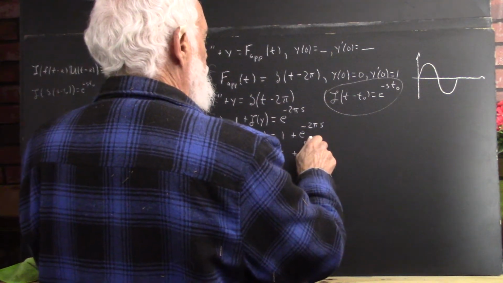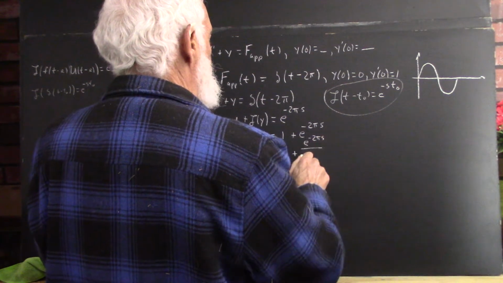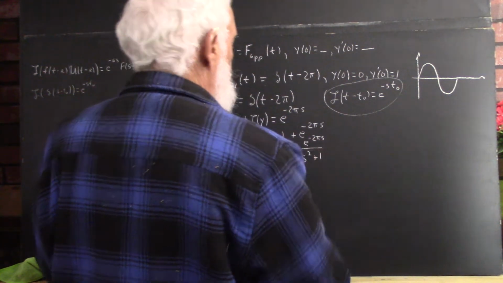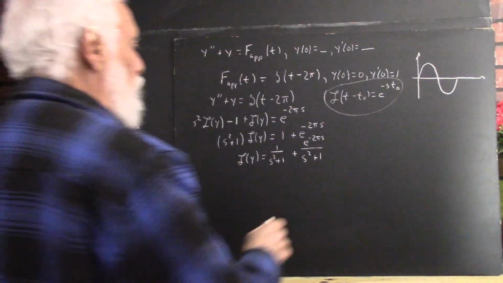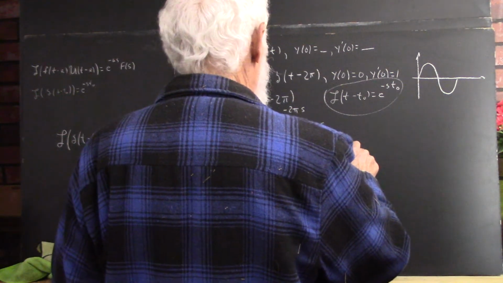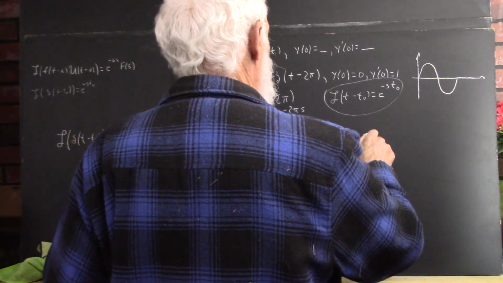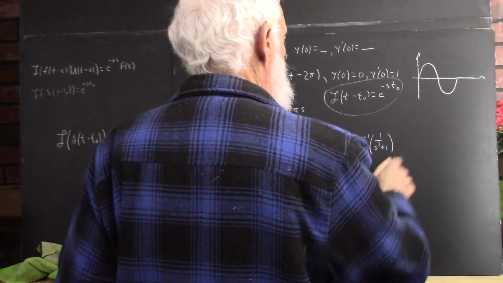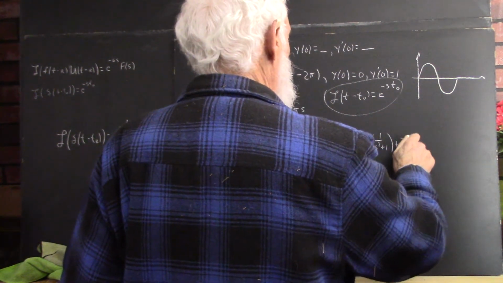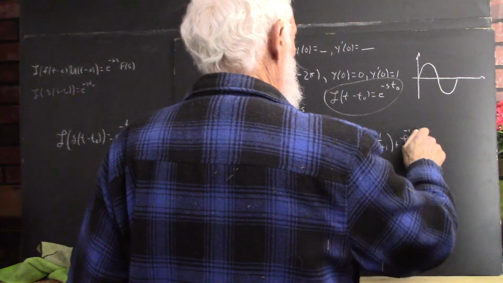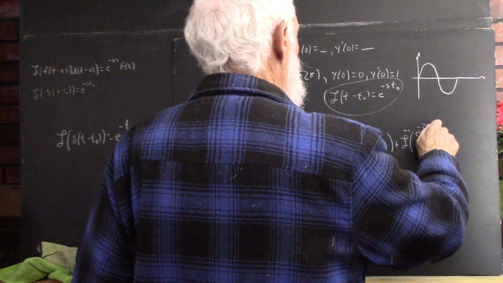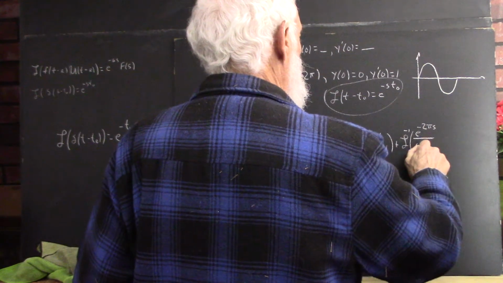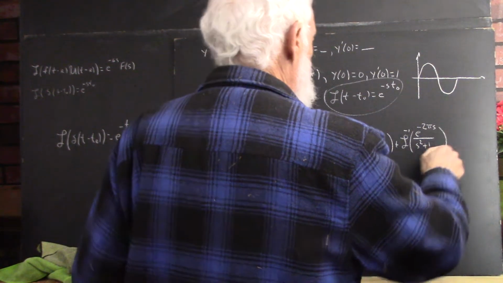Okay, e to the negative 2 pi s over s squared plus 1. So that y equals the inverse transform of 1 over s squared plus 1 plus the inverse transform of e to the negative 2 pi s over s squared plus 1.